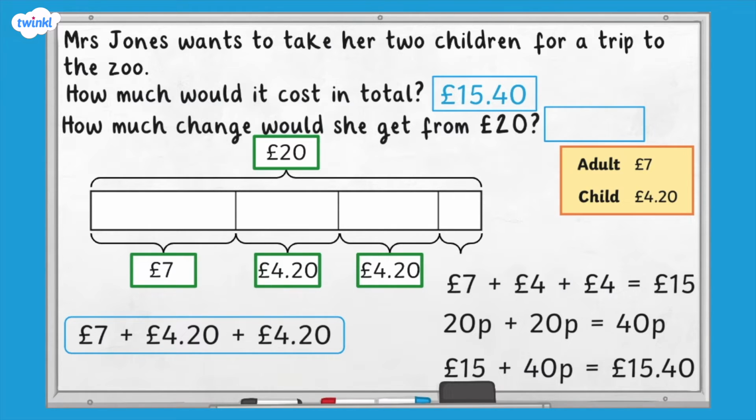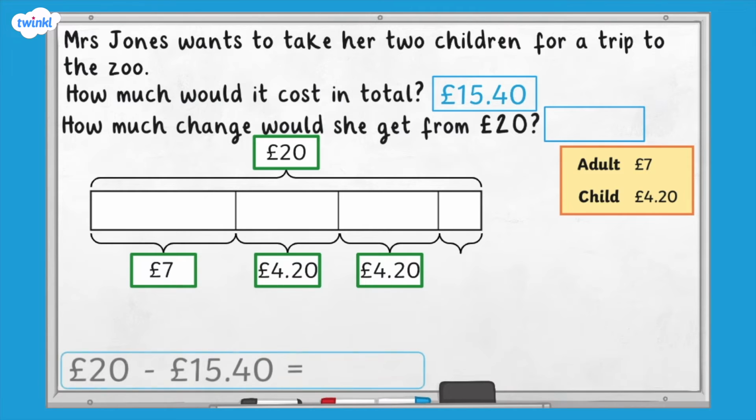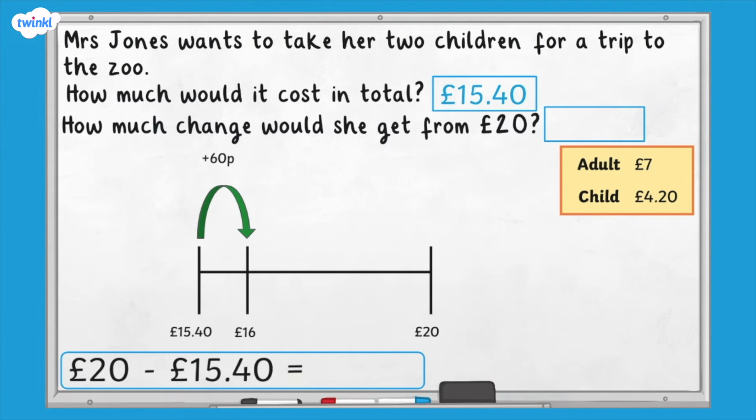The total cost is £15.40. Now we need to calculate the change she would get from £20. To do this, we would need to subtract the total cost of the tickets from £20. One way we can do this is to count on from the lower value. We can count on by 60 pence to reach £16. We can then count on £4 to get to £20. We have counted on £4 and 60 pence. 20 subtract £15.40 equals £4 and 60 pence. So Mrs. Jones would have £4 and 60 pence left.